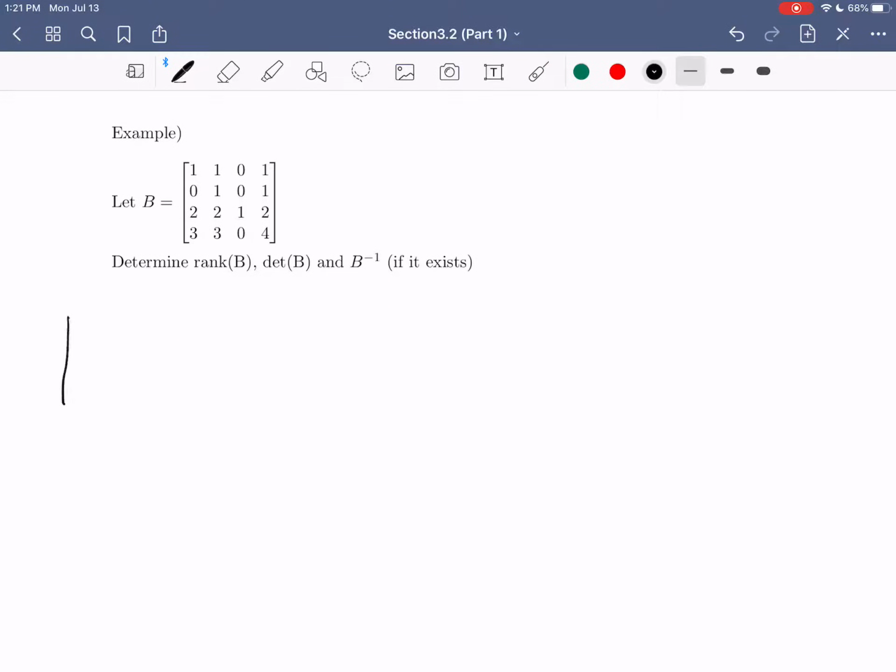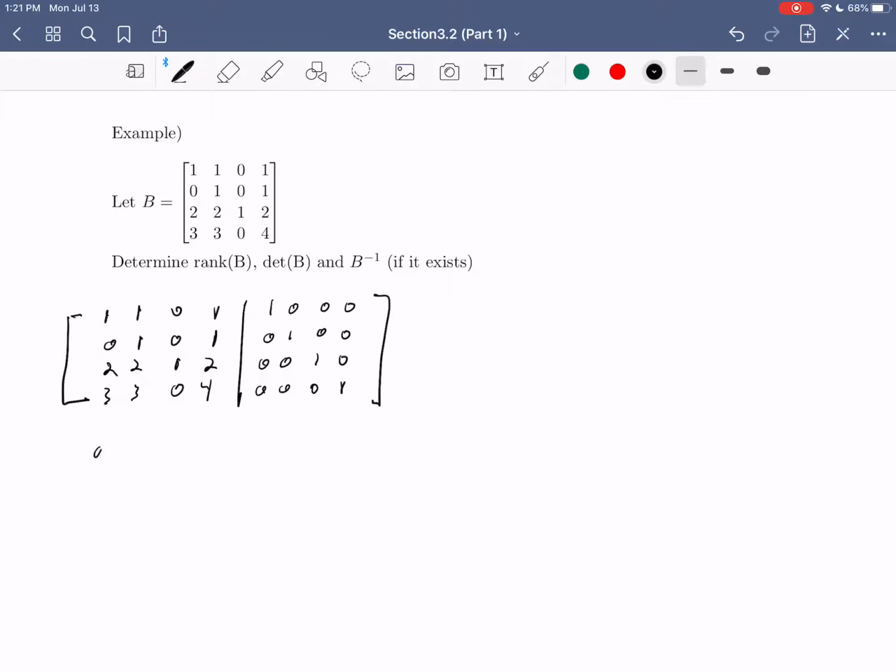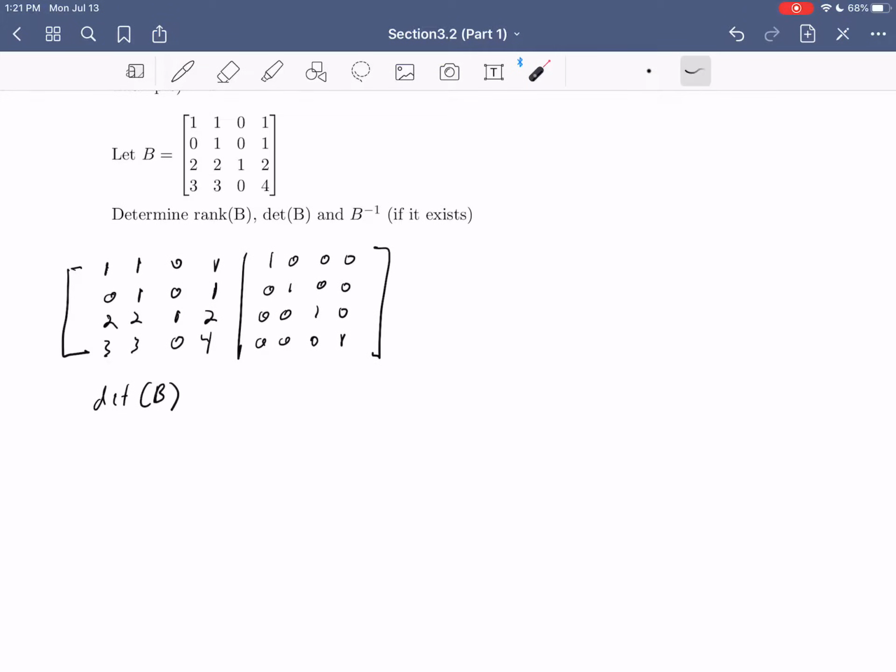So same thing, let's go ahead and augment this. We're not going to change anything yet. 2, 2, 1, 2, 3, 3, 0, 4. We're going to augment with 1, 0, 0, 0, 0, 1, 0, 0, 0, 0, 1, 0, and 0, 0, 0, 1. And of course, since we haven't changed anything, this has the determinant of B. Okay, we've got our lead 1, so let's get rid of those things there.